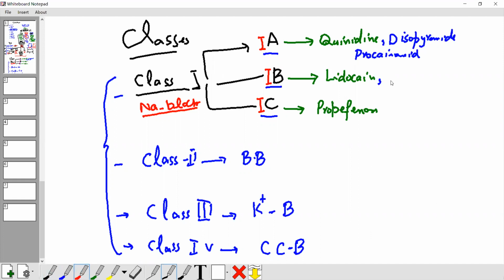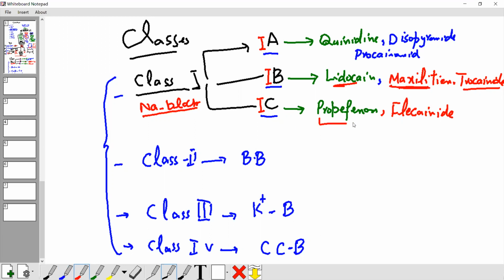Class 1B: lidocaine, another mexiletine, tocainide. Tocainide, mexiletine, important ones are lidocaine and mexiletine. Class 1C: propafenone, flecainide. Flecainide, propafenone.